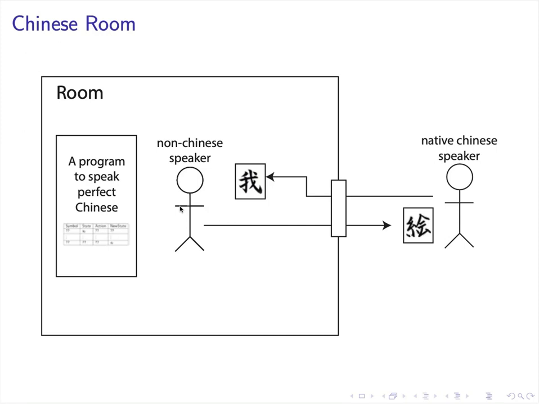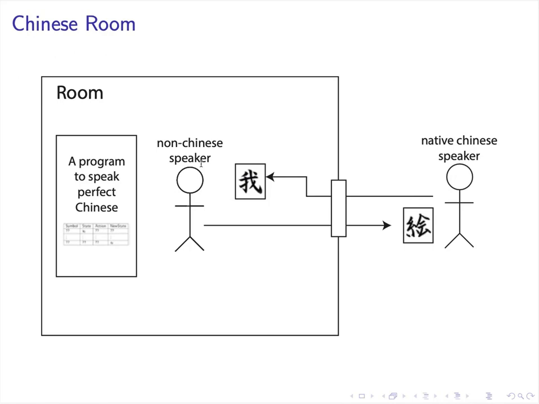So from this, John Searle says that having a program to speak perfect Chinese doesn't require knowing Chinese, and being sort of aware of this knowledge. Because this person doesn't know anything about Chinese, he's just following some rules.